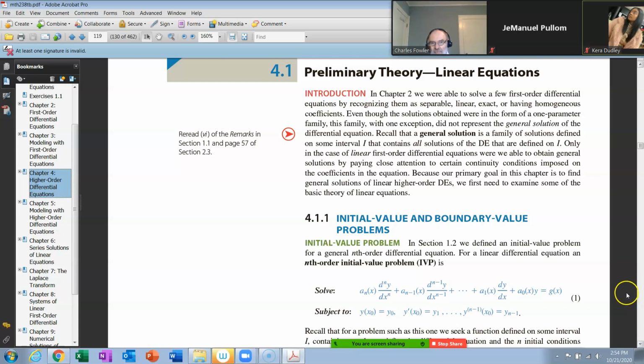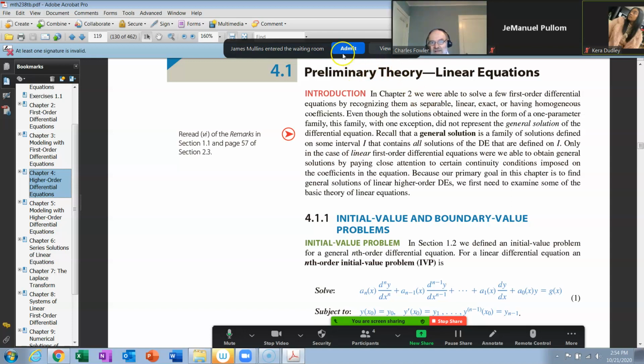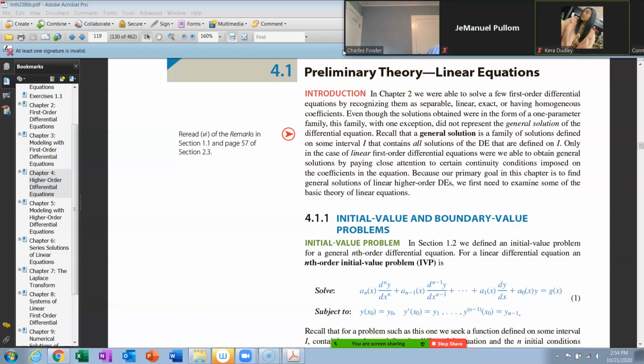Back in chapter 2, which we just finished, we're able to solve a few. Whoa, here comes James. Good deal. We've just increased the class size by 50%. So James is here. So now we've got over half of us here. We're missing Ryan and Jesus. So hopefully they'll be coming in. James, it's good to have you. I don't know if you are hooked up yet. Looks like you are.